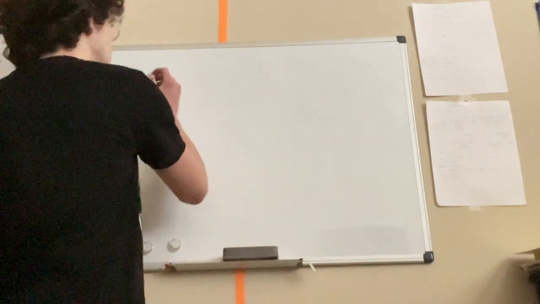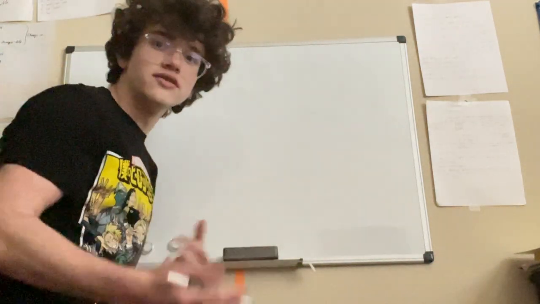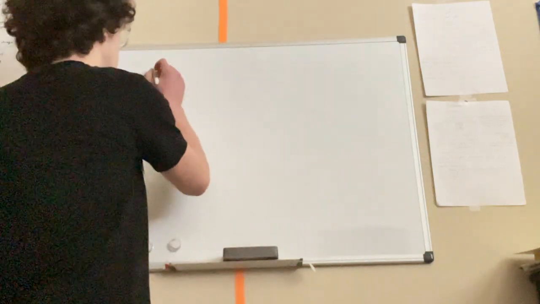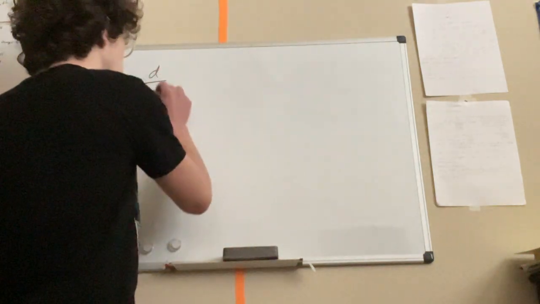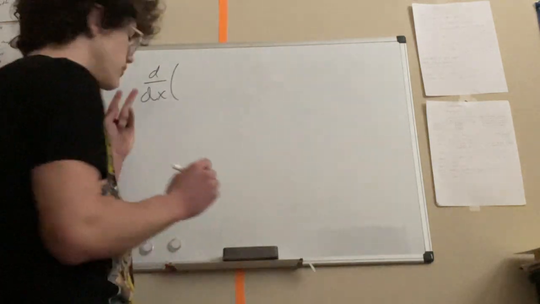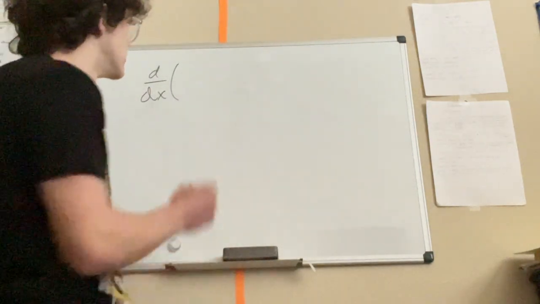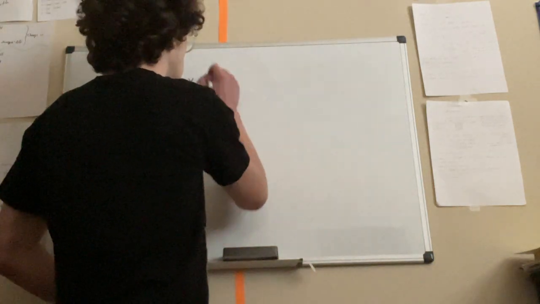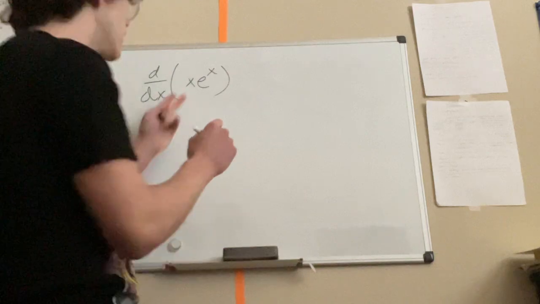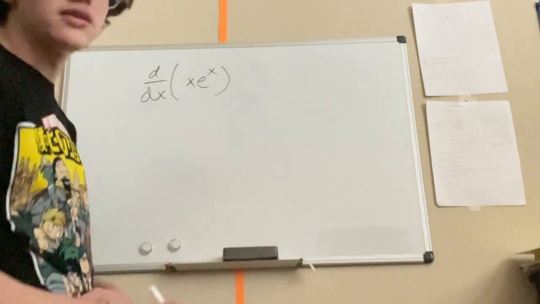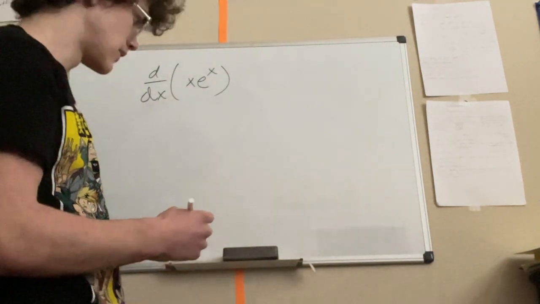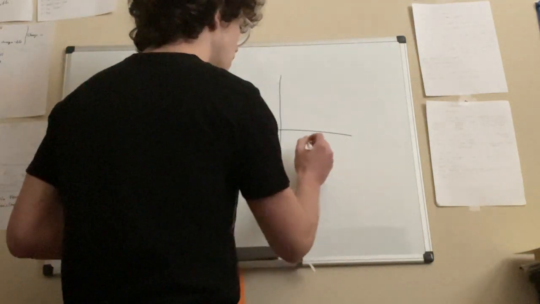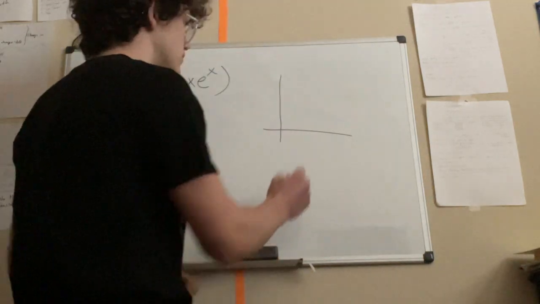Okay, so let's start off with derivatives. I'm going to assume you know what a derivative is, and if you don't, I'll make another video about it. Let's say we're taking the derivative of some function, x times e to the x. So let's say we want to graph this, and what does it look like?